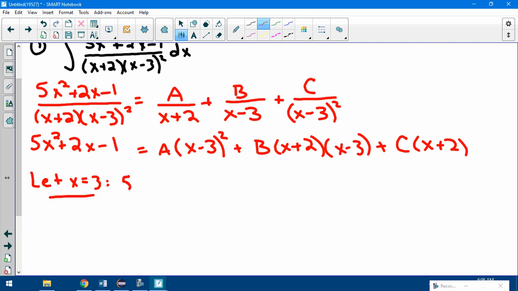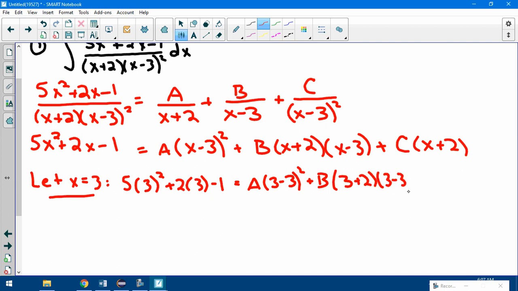Then my left side becomes 5 times 3 squared plus 2 times 3 minus 1. And that's going to equal a times 3 minus 3 squared plus b times 3 plus 2 times 3 minus 3 plus c times 3 plus 2. What's that give us? Well, this is 9. 9 times 5 is 45. Plus 6 is 51. Minus 1 will get us to 50. That term's gone. That term's gone because there's a 0 getting multiplied. And I've got 5c here. So right away I have that c is 10.